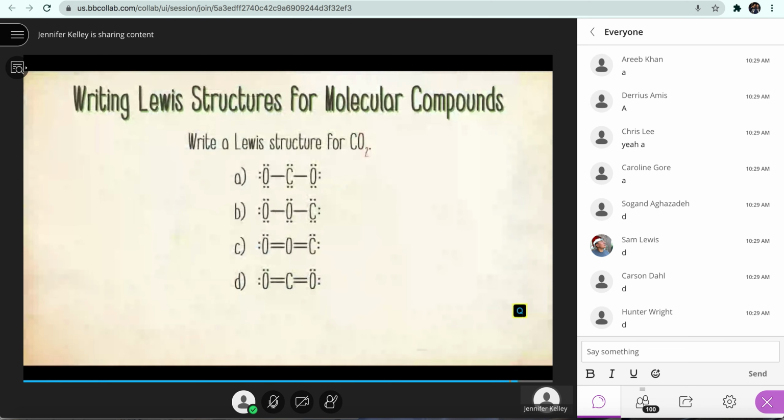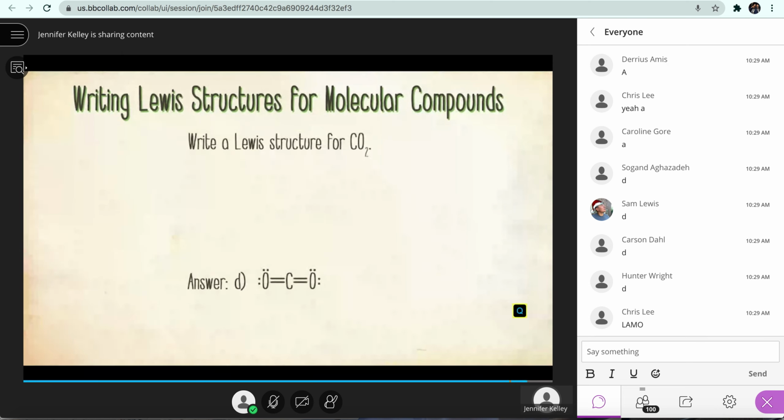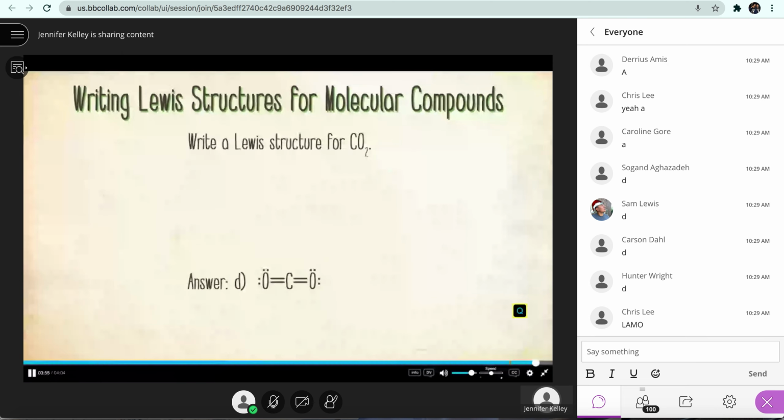The correct answer is D. Carbon has to be the central atom because it is less electronegative than oxygen. The structure must have exactly 16 electrons.